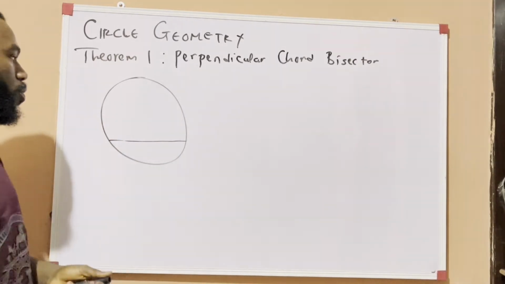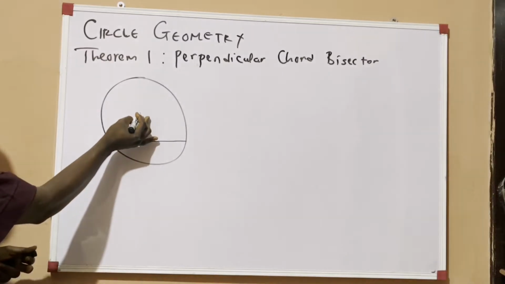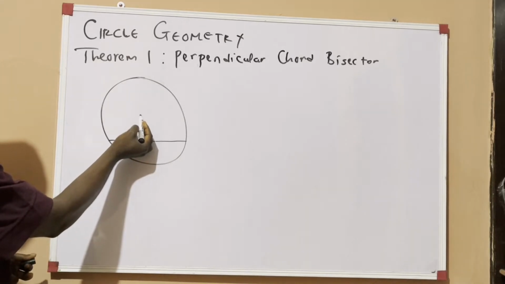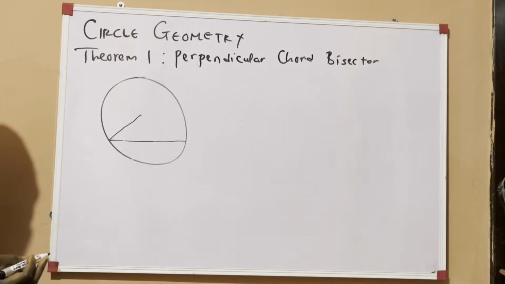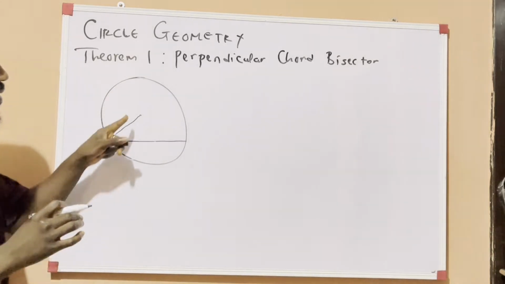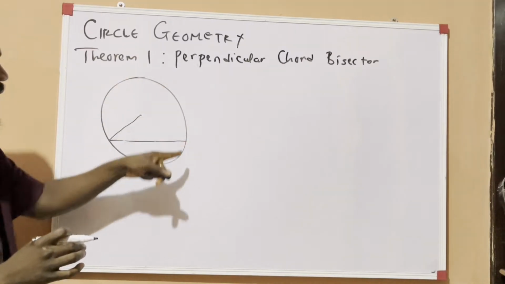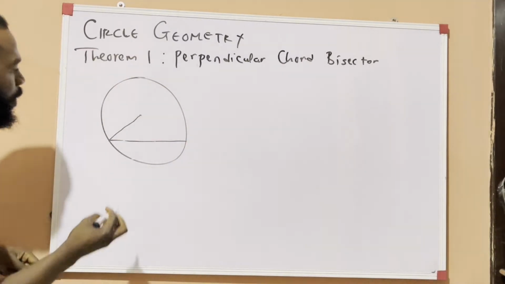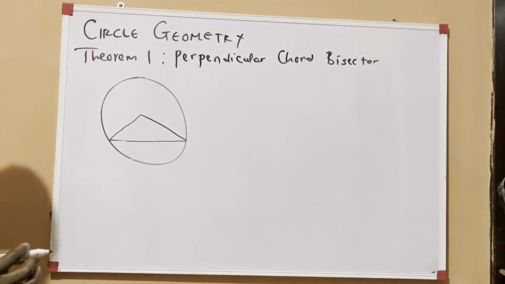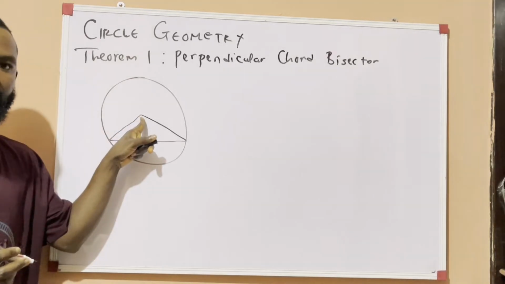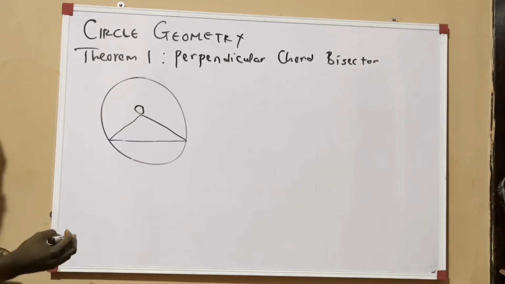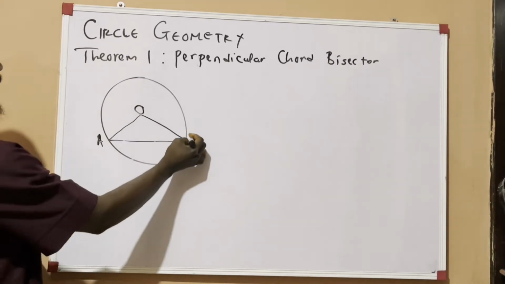Now, if this is a chord, and we assume here to be the center of the circle, if I draw a line from the center to this point, it is referred to as a radius, because a radius is a line that is drawn from the center of a circle to any point on the circumference. If I draw another line to this point, it is also a radius, because I also draw it from the center of the circle. Let's say this is point O, here is A, and here is B.